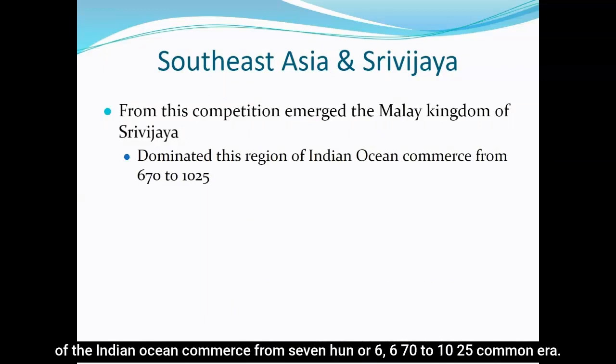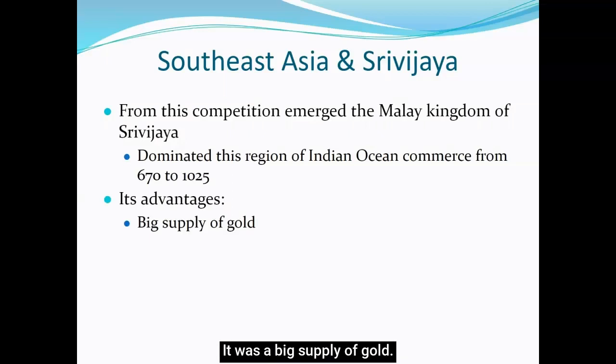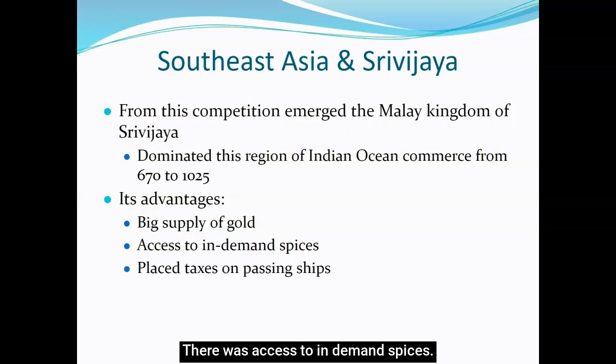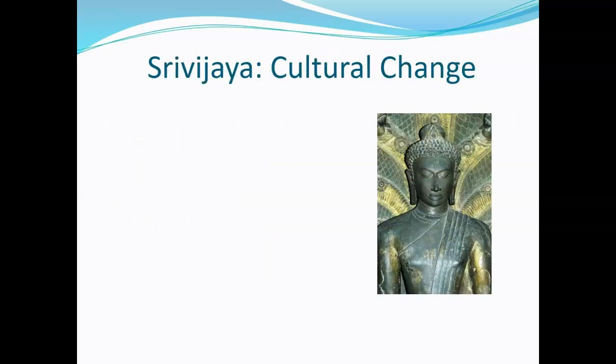They dominated this region of the Indian Ocean commerce from 670 to 1025 Common Era. And this came with advantage. It was a big supply of gold. There was access to in-demand spices. It placed taxes on passing ships, so no one could come through that Strait of Malacca without paying first.